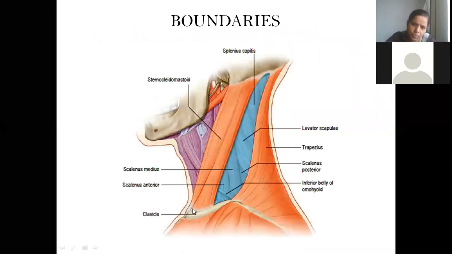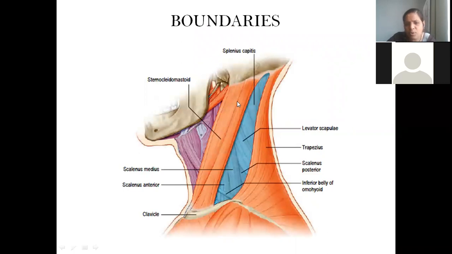What is the name of this muscle? We have sternocleidomastoid and this is trapezius. Between sternocleidomastoid and trapezius, whatever triangle is there, that is the posterior triangle. In front of the sternocleidomastoid, whatever triangle we are seeing, that is the anterior triangle.